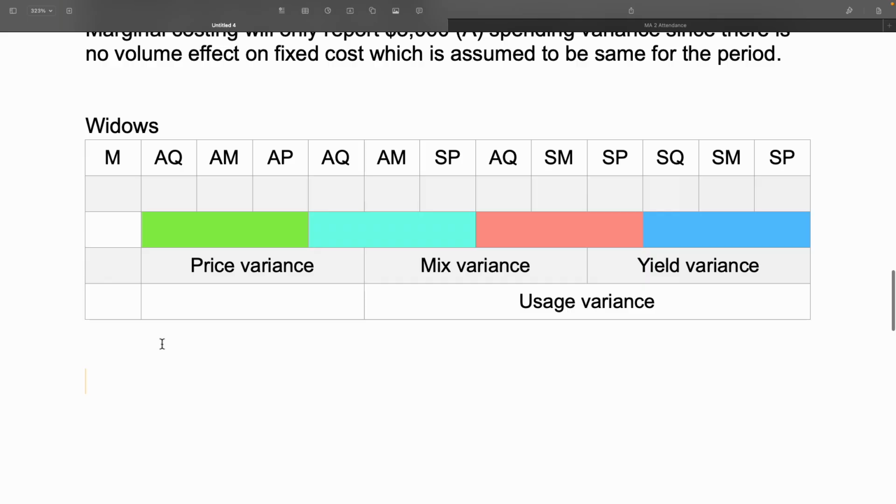When you're going to calculate for this one, they've already said they don't want to calculate price variance. So you can kind of ignore the price variance. You only need to do the usage, mix and yield variance. So for us to calculate the mix and yield variance, this is the way I will go about doing it. I'll show it to you right now. We're going to do one by one.